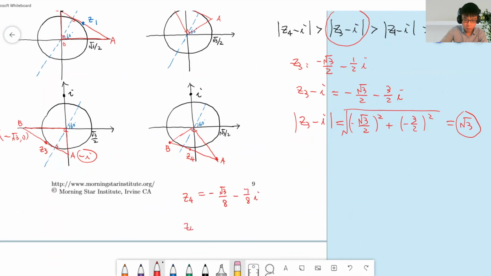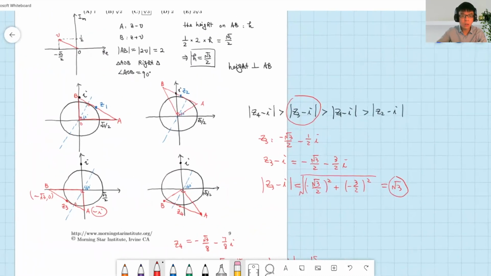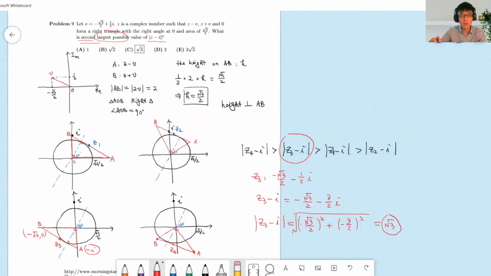So Z4 minus I is equal to minus root 3 over 8 minus 15 over 8 I. So we see that the modulus of Z4 minus I is at least larger than 15 over 8, but that's already larger than root 3. So we are sure the answer in this question is root 3, the second largest modulus, root 3.